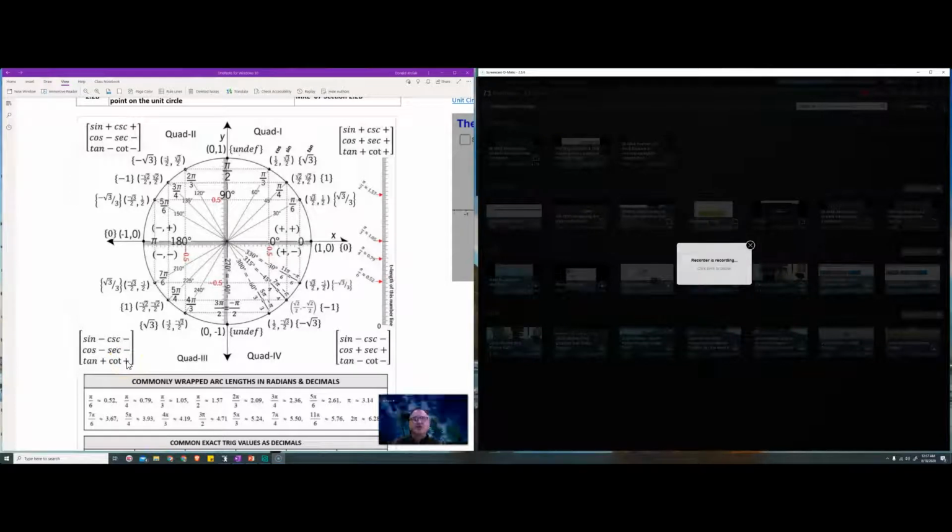It is Tuesday, August 18th, and today we're going to take our unit circle and use it to calculate exact values of expressions that have trig ratios in them. Before we get to that, we're going to talk about how you get the rest of this unit circle filled in.